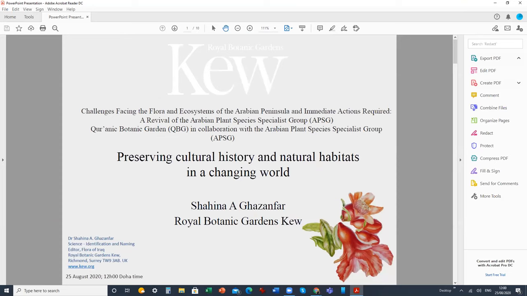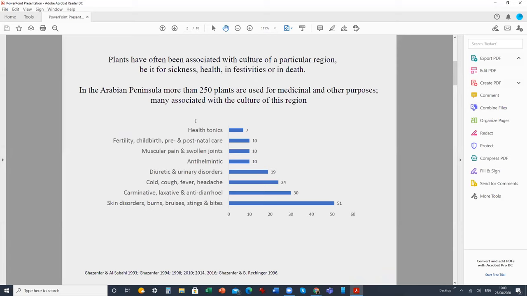I'm just going to talk very shortly about preserving culture, a culture that is associated with natural habitats and with certain plants. As we lose our natural habitats and our plants, we are also losing a certain cultural history associated with them. Because of the lack of time, I will only take a couple of plants to give you some idea of what I'm talking about.